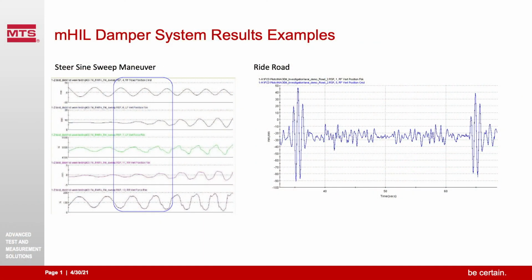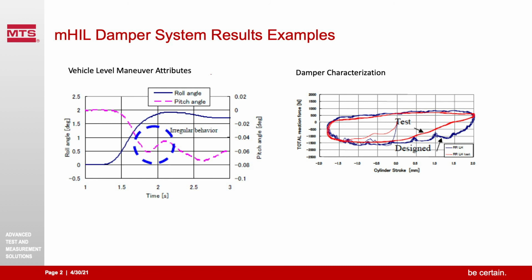These data plots display typical results that can be achieved utilizing the mHIL damper test system. The mHIL damper system can be used for characterization of the damper utilizing vehicle level maneuvers. If you reference the sign sweep steer maneuver and ride road plots, they show examples of this. These plots show damper component behavior while running vehicle level profiles. The mHIL damper system can also be used for traditional damper characterization such as force velocity or force displacement curves, as shown in the damper characterization plot.